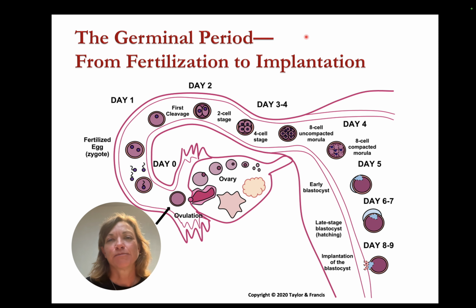So the first period of prenatal development is called the germinal period. And that's fertilization to implantation in the uterine wall.